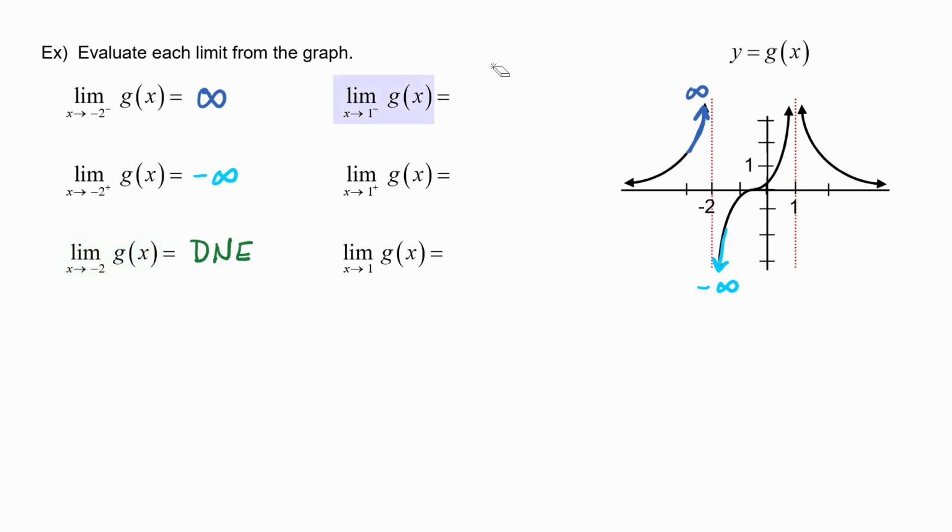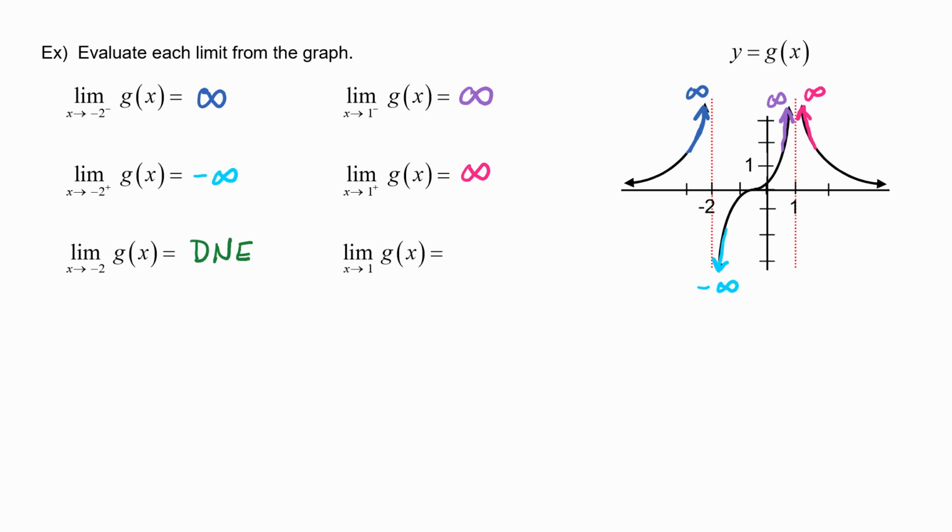Now the limit as x approaches 1 from the left of g of x, so we're coming into 1 from the left, the y values are heading up to positive infinity, so that's that limit. The limit as x approaches 1 from the right of g of x, we're coming in this way, so the y values are going off to infinity.